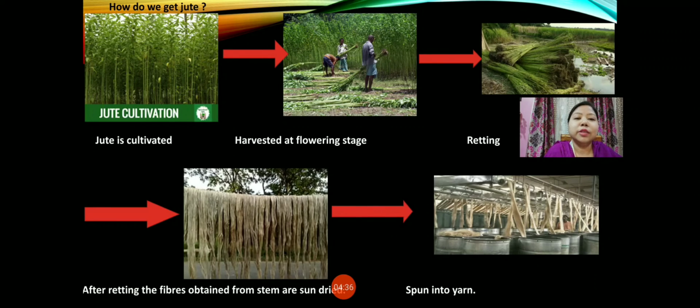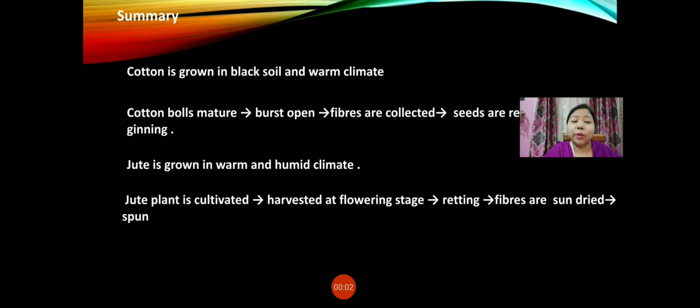Yes, so this is what we have for today's class. Now let us summarize what we have learned today. We have learned that cotton is grown in black soil and a warm climate. The cotton plant produces the fruit called cotton bolls, and when the cotton bolls mature, they burst open and the fibers are exposed. The fibers are collected and the seeds are removed from the fibers by the process called ginning.